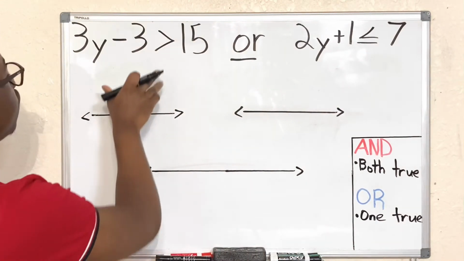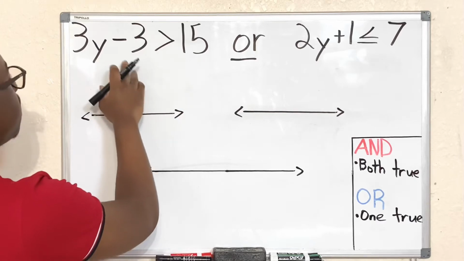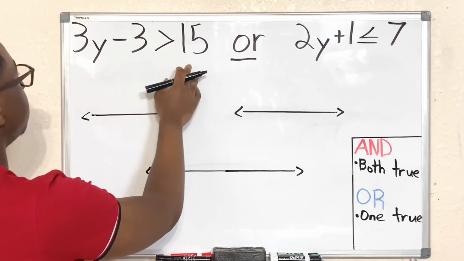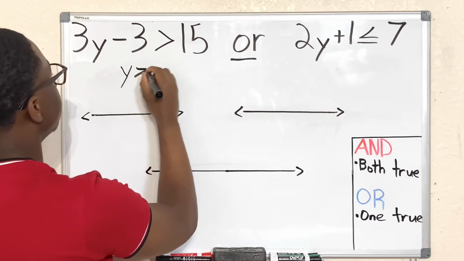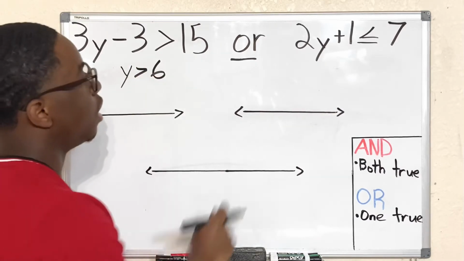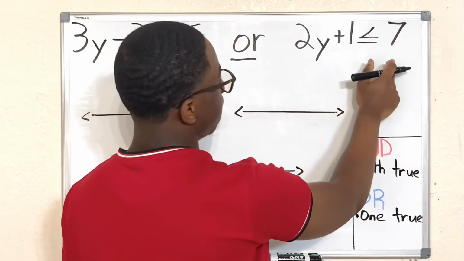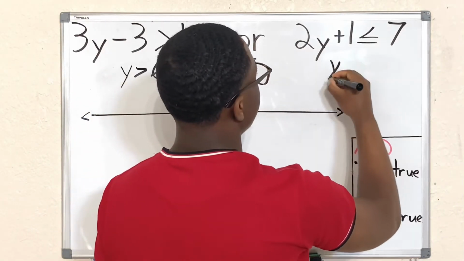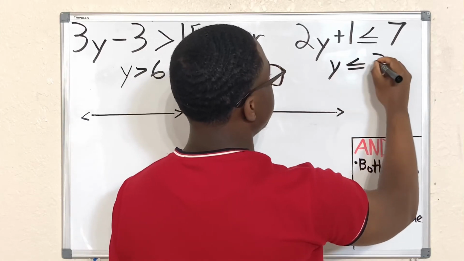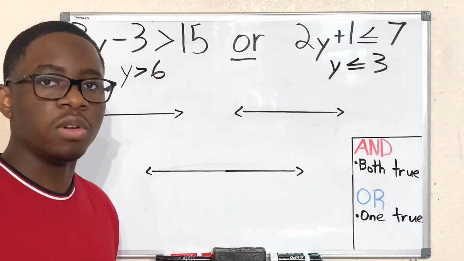All right, so let's put that to good use. First off, we're going to solve both of our inequalities. Plus 3 on both sides, we get 18. 18 divided by 3 leaves us with y is greater than 6. On this side, we're going to subtract 1 from both sides. 2y is less than or equal to 6, and therefore y is going to be less than or equal to 3. Now we have to graph.